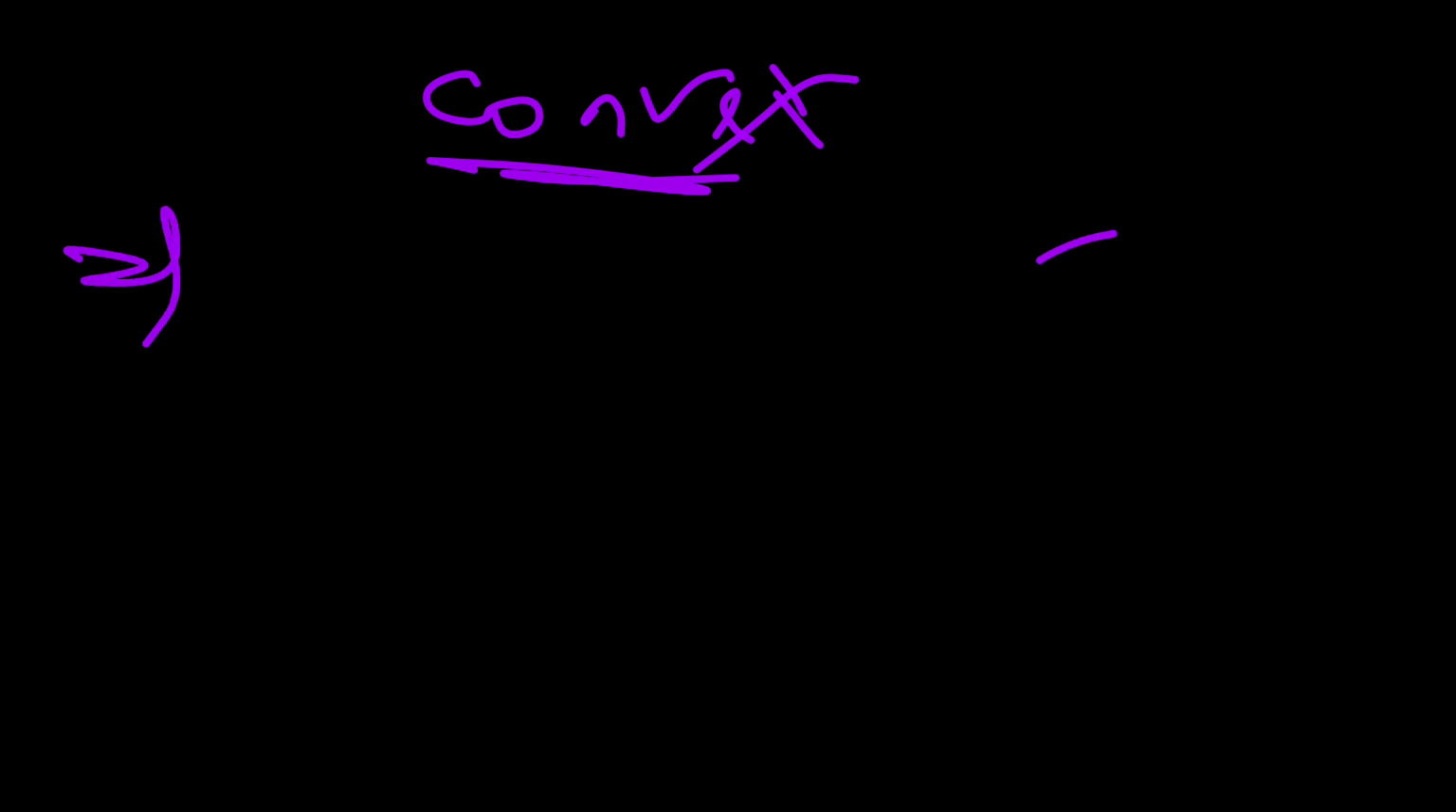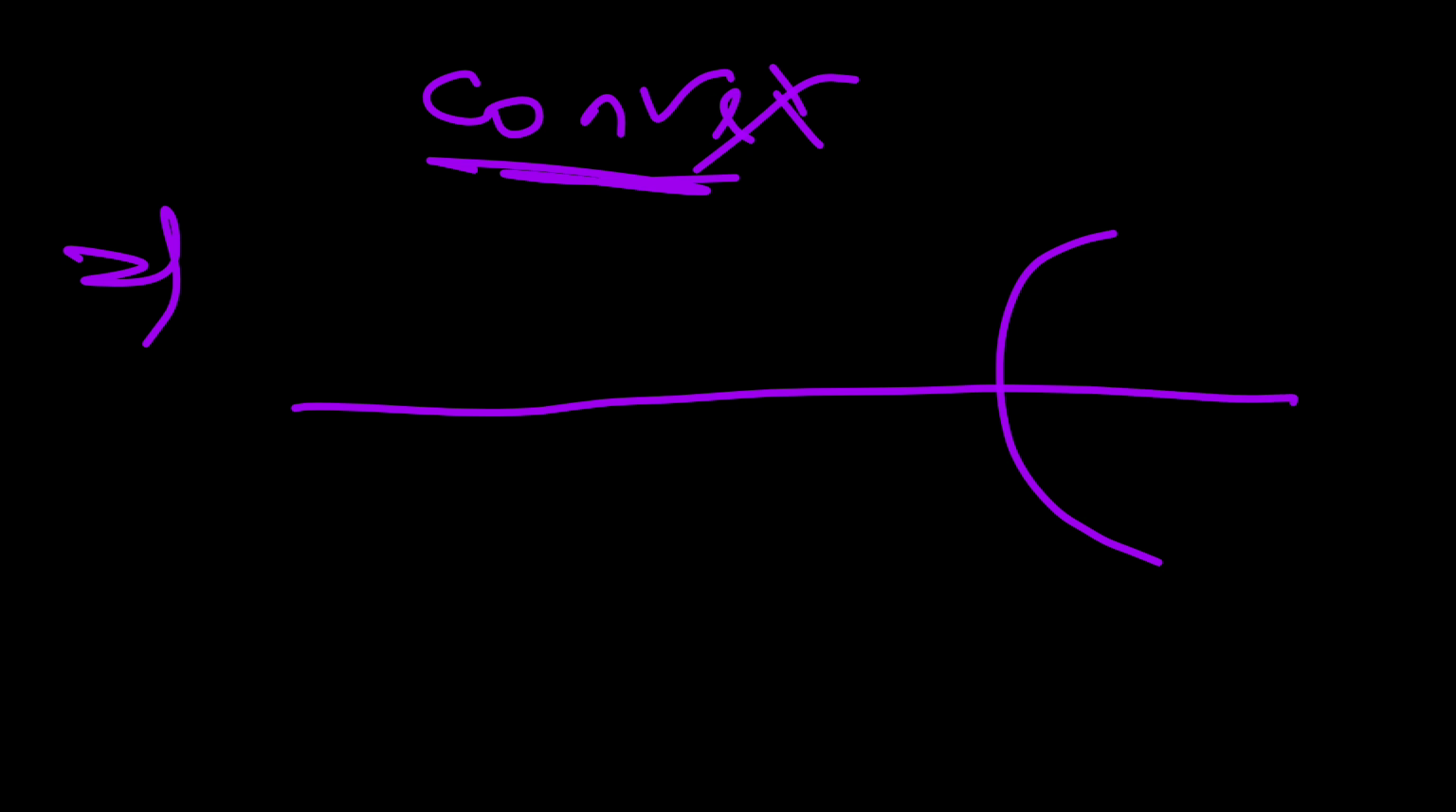Let me introduce another type of mirror, and this mirror we'll call a convex mirror. A convex mirror is a spherical mirror whose reflecting surface is curved outwards. If you observe this, it is curved outwards, and the silver coating is at the inside. A spherical mirror whose reflecting surface is curved outwards is called a convex mirror.